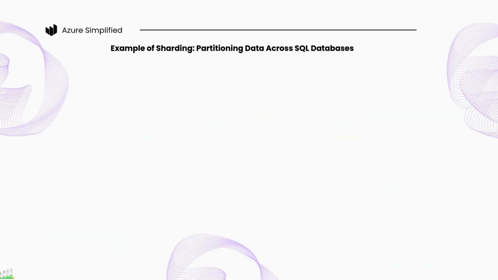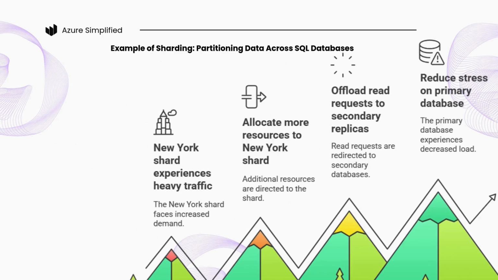Load balancing and performance boost: if the New York shard receives heavy traffic, RideFast can add more resources only to that shard, without affecting London or Tokyo. Read requests for trip histories are offloaded to secondary replicas, reducing stress on the primary database.